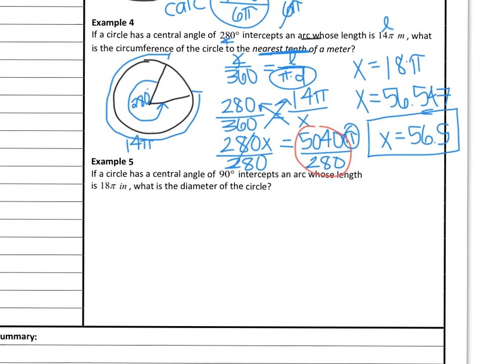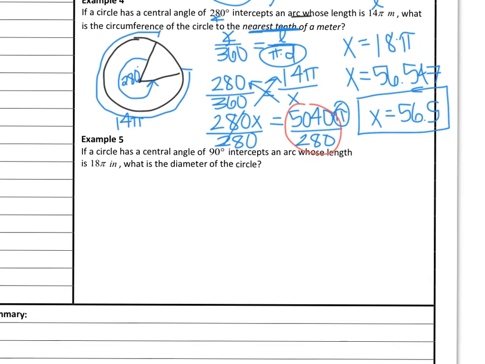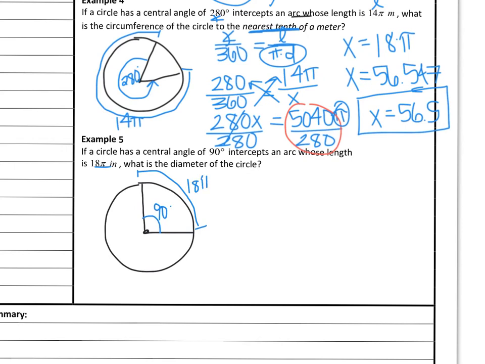And then the last one here, another draw picture. So a circle has a central angle of 90 degrees. All right, center 90 degrees. And let's label that. Intercepts an arc whose length is 18 pi. So that means from here to here on the outside, or the edge of the circle, is 18 pi. What is the diameter of the circle?